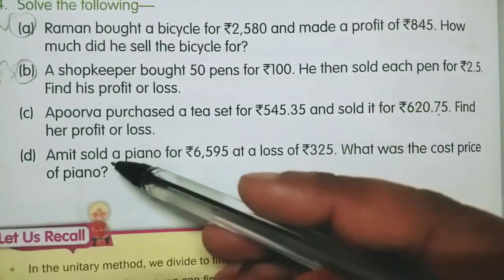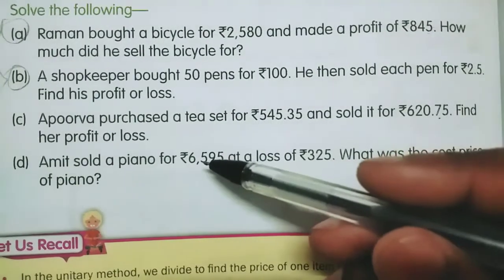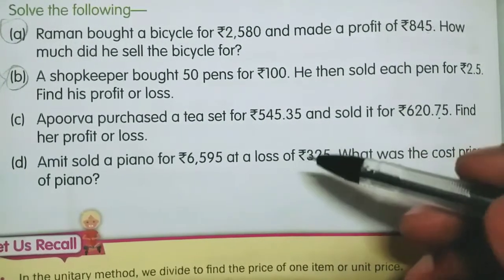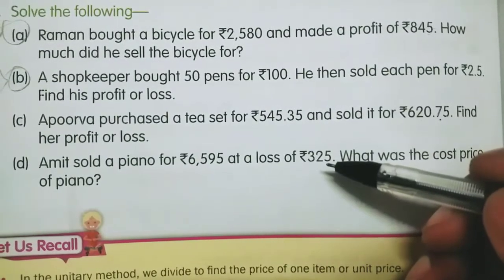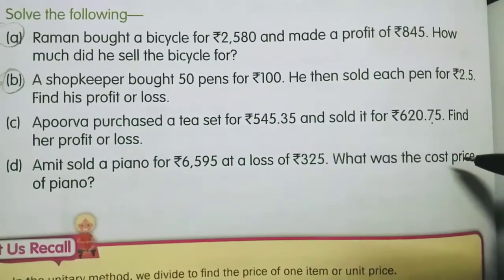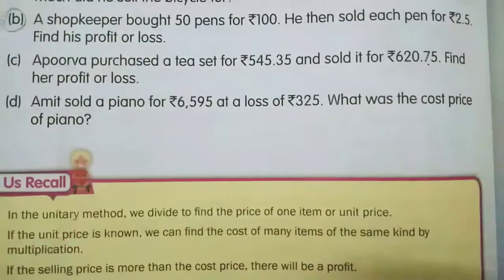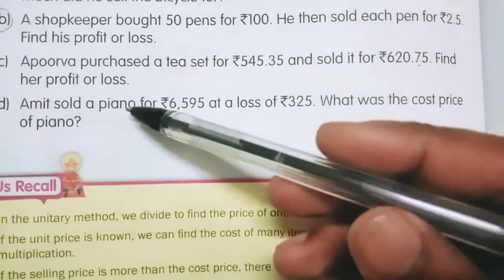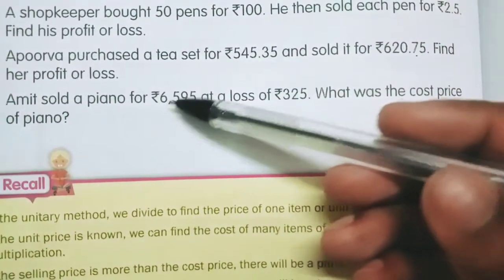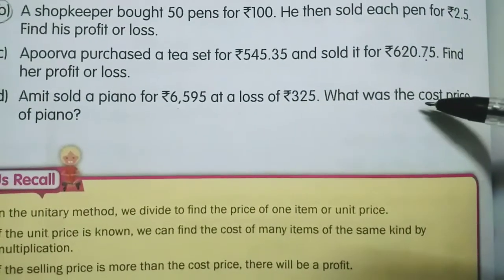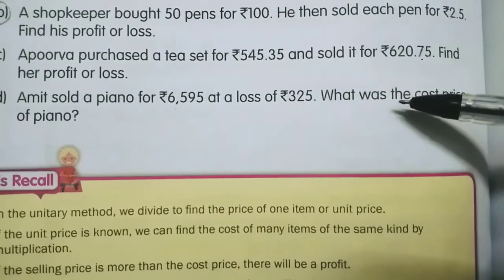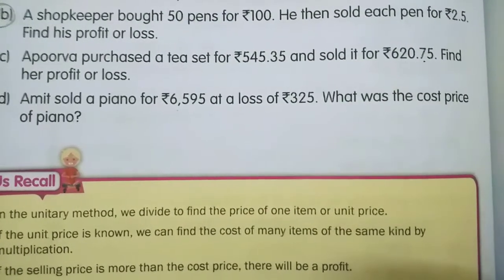Next, question number D. Amit sold a piano for rupees 6,595 at a loss of 325. What was the cost price of the piano? That means in this question the selling price is given as 6,595, the loss is given as 325, and you have to find the cost price of the piano. Okay, now let's do it.